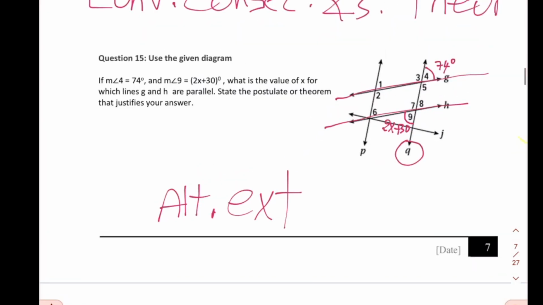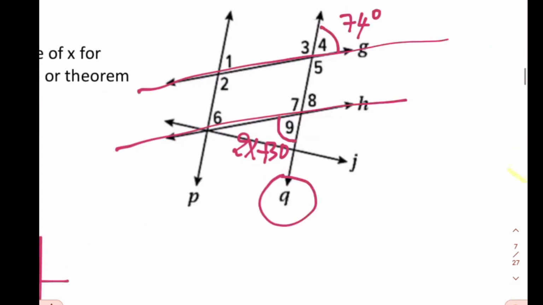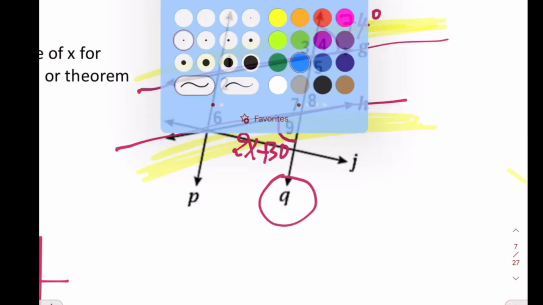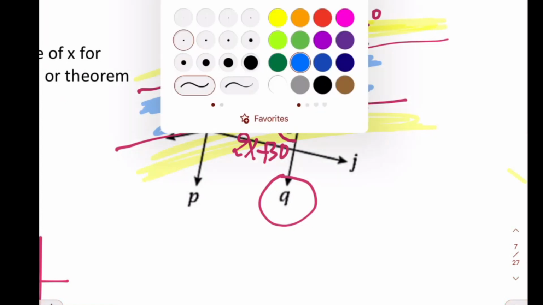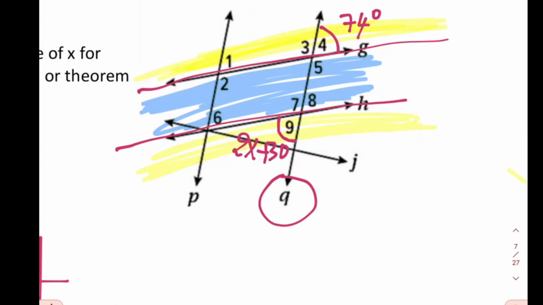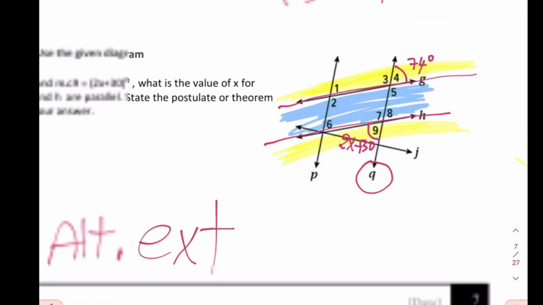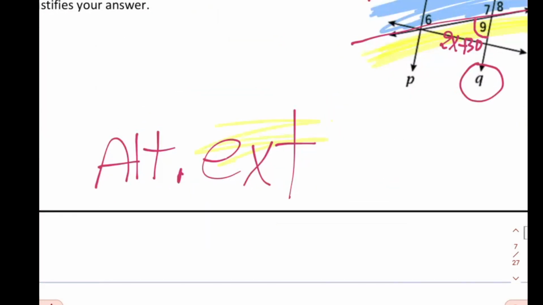If you don't understand something, ask me. I am just revising things that you know. The exterior is outside the two lines. Can you see this part and this part? These are exterior, outside the lines G and H. The interior is in between. These are interior, like angle 5, angle 8, angle 7, angle 2. But angle 1, angle 3 and 4, angle 9, these are exterior. And that's why I said here, alternate exterior.